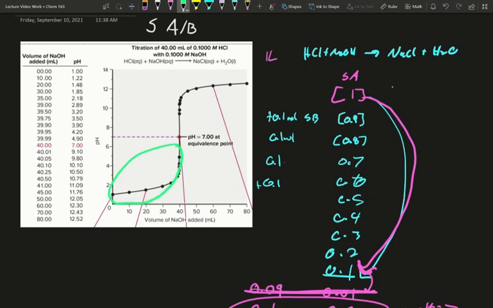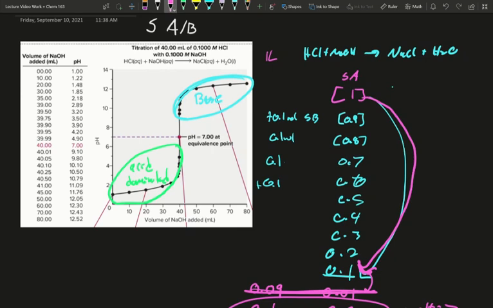Prior to completely wiping out, this was acid dominated. There was leftover strong acid. That was what was going to determine the pH. How much strong acid was there? The moment we added just a little extra base, it was base dominated. The amount of extra base that we added was what set the pH.